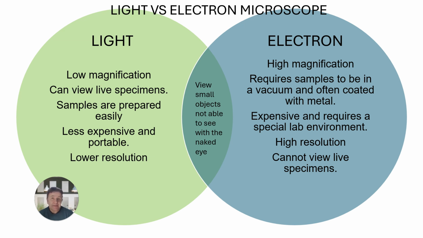It's less expensive and portable, and also one of the disadvantages is that it has lower resolution, whereas the electron microscope has a much higher magnification and resolution. It does require the samples to be in a vacuum, and they're often coated with metals like gold, so therefore the samples will be dead.